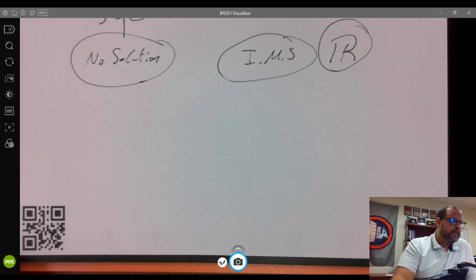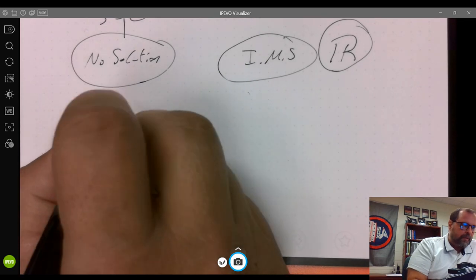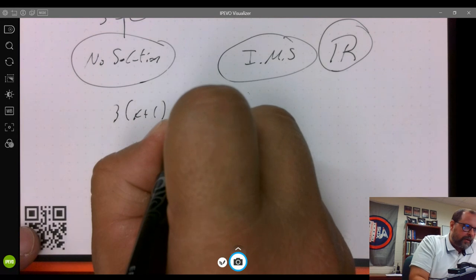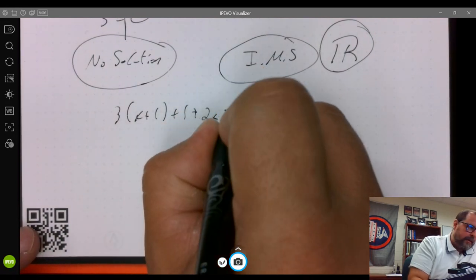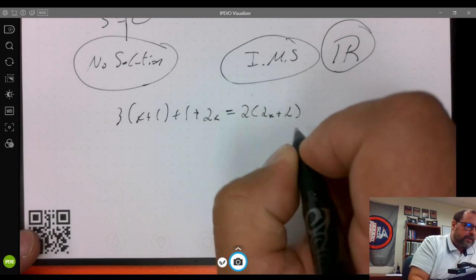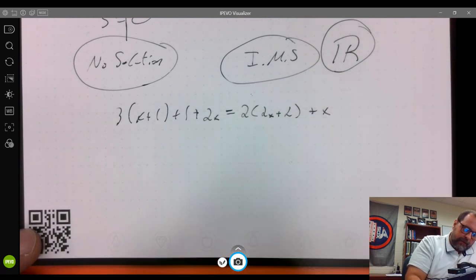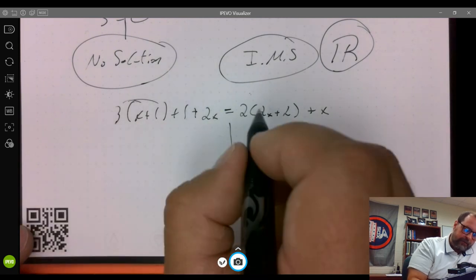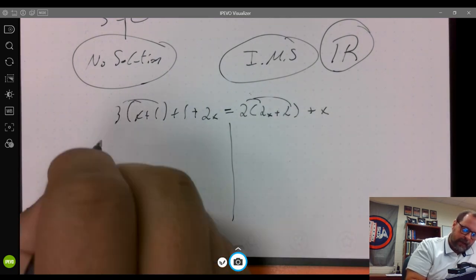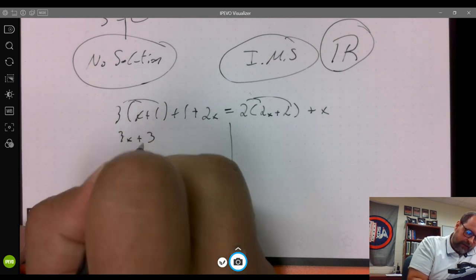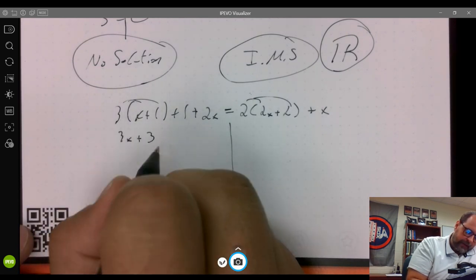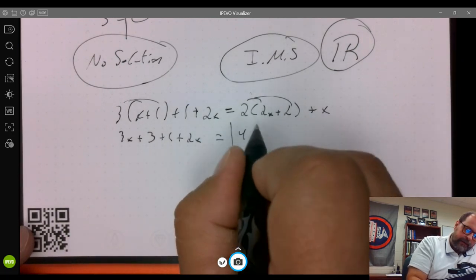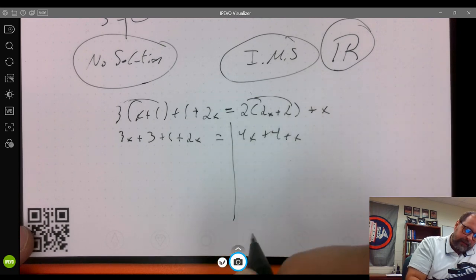Okay. Let's take a look at, I'm going to do one more with a bunch of stuff in it. So we have 3 times x plus 1 plus 2x equals 2 times 2x plus 2 plus x. So I got a bunch going on here. I have distribution first because I have parentheses. So I'm going to do that to each side. So I get 3x plus 3. 3 times x is 3x. 3 times 1 is 3. Plus 1 plus 2x. 2 times 2x is 4x. 2 times 2 is just 4, and plus x.